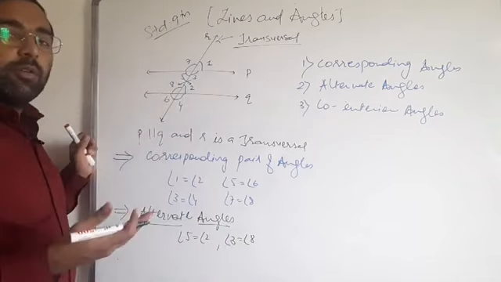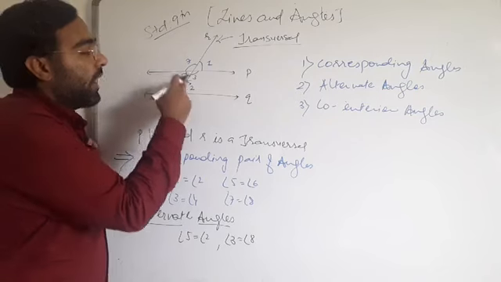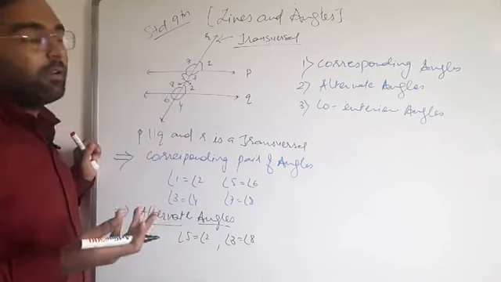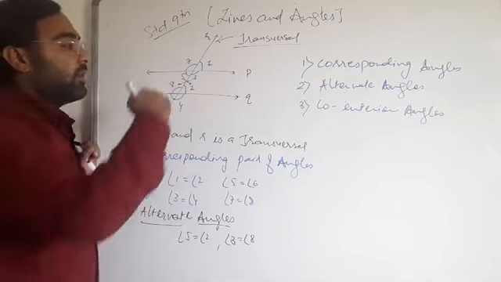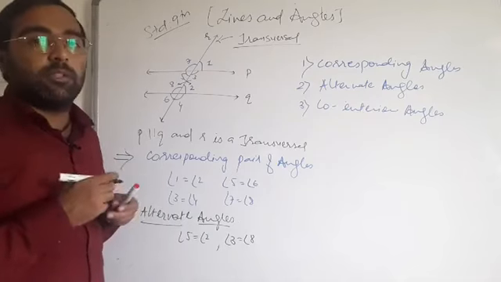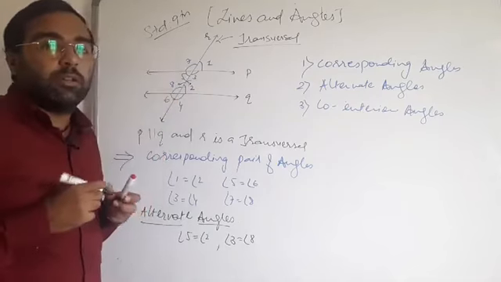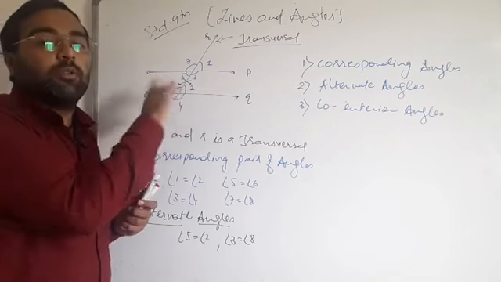Alternate angles are also equal. 3 and 8 are equal, and 5 and 2 are also equal because they make a pair of alternate angles. A pair of alternate angles means they form a cross section, in the interior portion only.